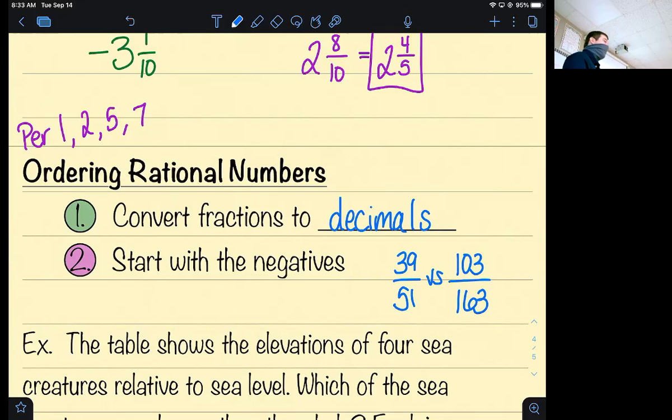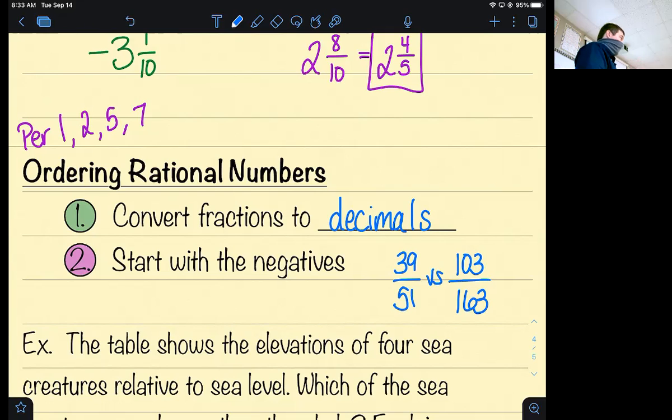The only way I can be 100% sure which one's bigger is by finding a common denominator. And if I find a common denominator and I change my numerators, I can then tell which of these is bigger. Now, good luck finding a common denominator between 51 and 163. Now, I want you to imagine having three or four fractions and trying to find a common denominator that lines up for all four of them. That would take a very, very long time, okay?